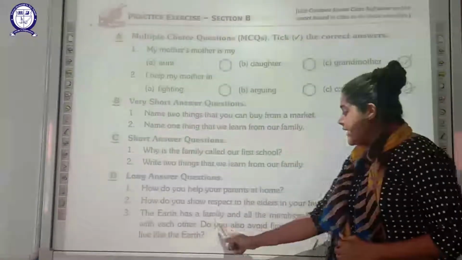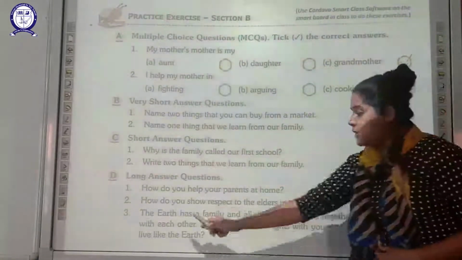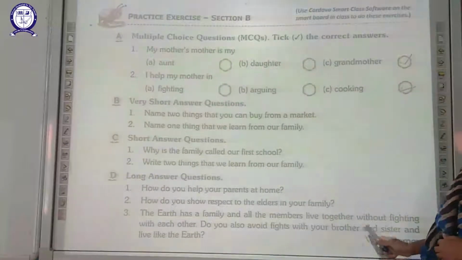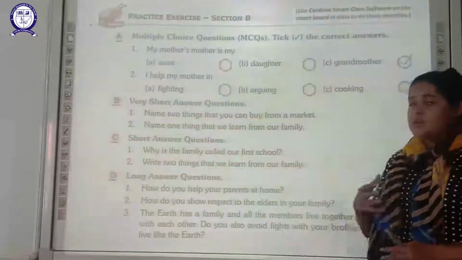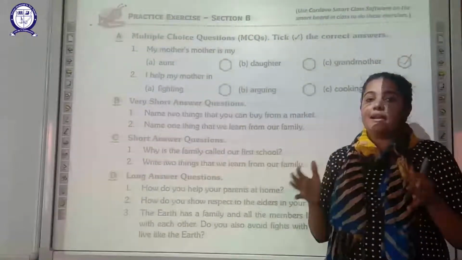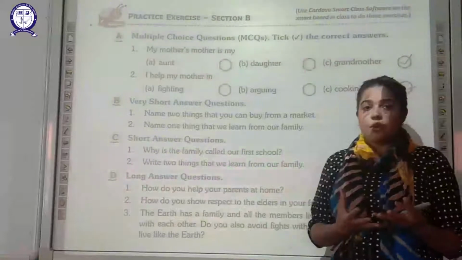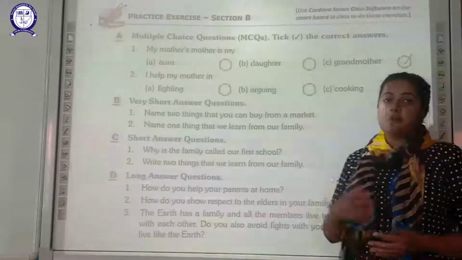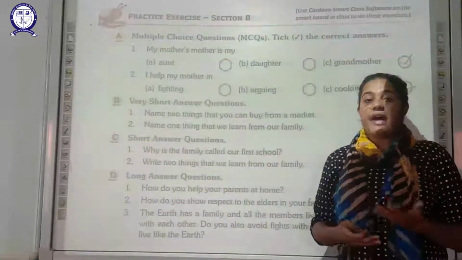Lastly, the earth has a family and all members live together without fighting with one another. Do you also avoid fighting with your brother and sister and live like the earth? So as you know, students, we are living as a family on the earth. So we are not fighting with one another. Similarly, you should not argue or fight with your brothers and sisters. Rather, you should share your things and live happily.